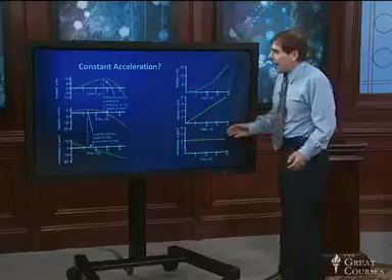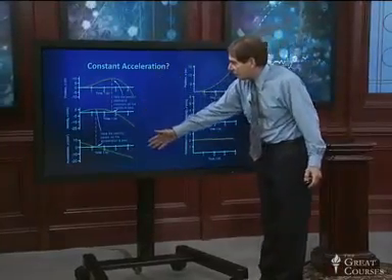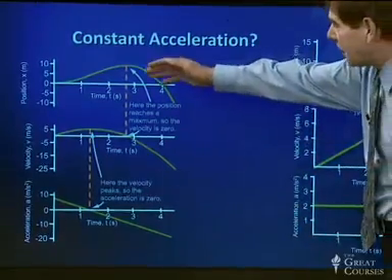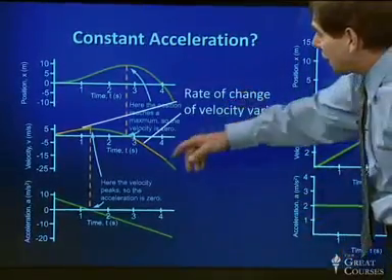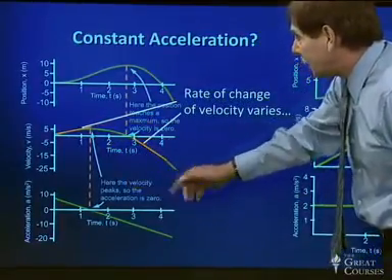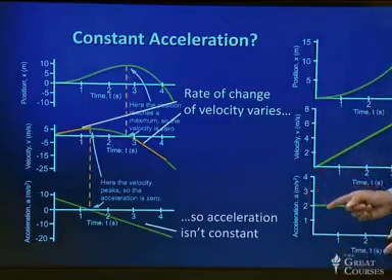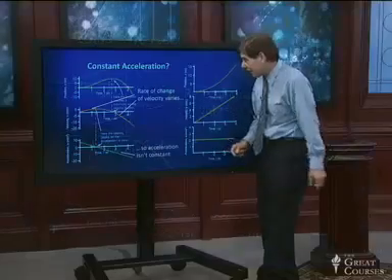So here are some graphs that we saw last time, graphs of position, velocity, and acceleration. In this case, the rate of change of the velocity varied. The velocity was rising at the beginning. It was falling later on. The rate of change of velocity was varying, and consequently, the acceleration in that case was not constant.